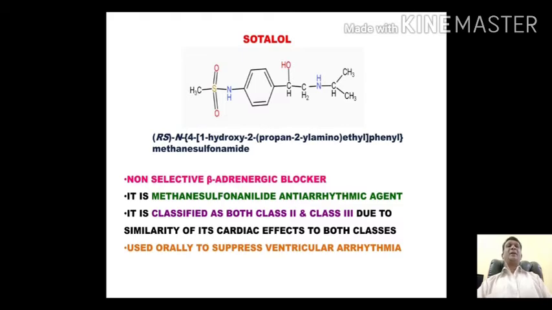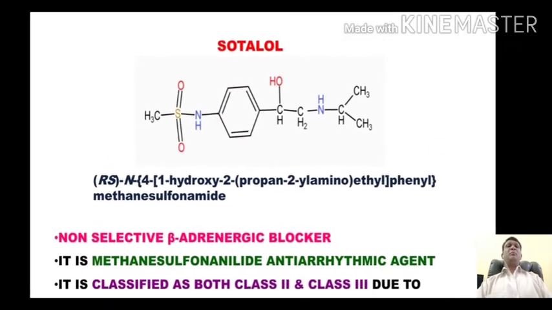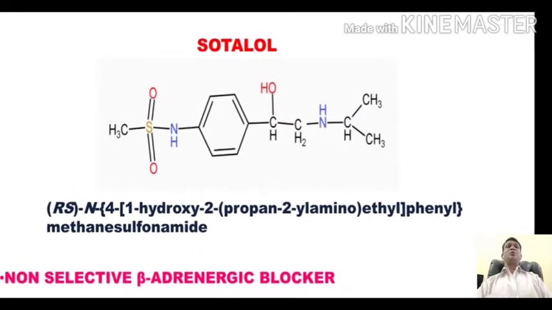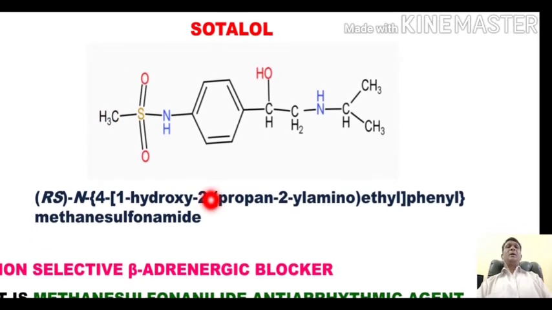The next drug is sotalol, which is a beta blocker and a class 2 agent. This is the classical structure of sotalol. The functional group of highest priority is this one, methane sulfonamide. So that's why in nomenclature we will include this name suffix, the methane sulfonamide.